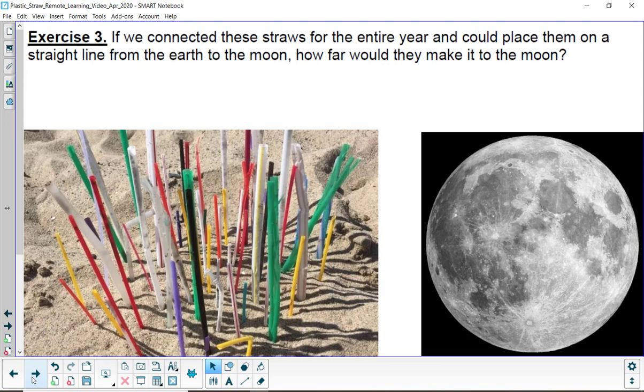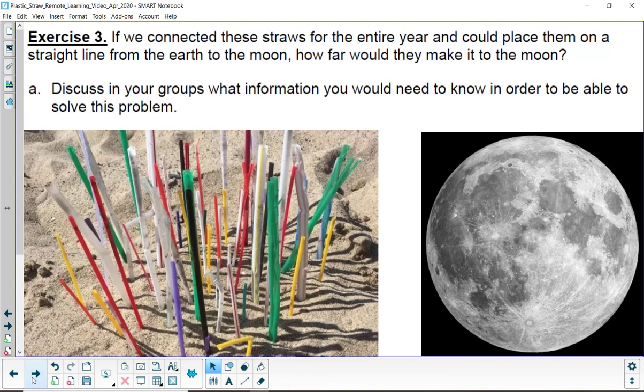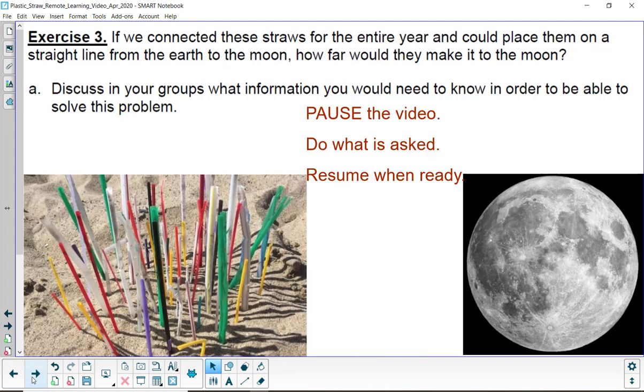Exercise 3: if we connected these straws for the entire year and placed them on a straight line from the Earth to the Moon, how far would they make it to the moon? So again, I want you to think about what information you're going to need to know in order to answer this question. Think about that. Pause the video, do what is asked, and resume when you're ready.